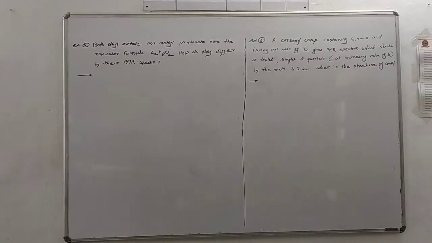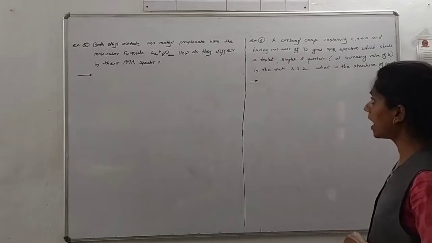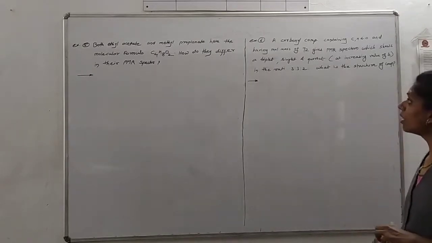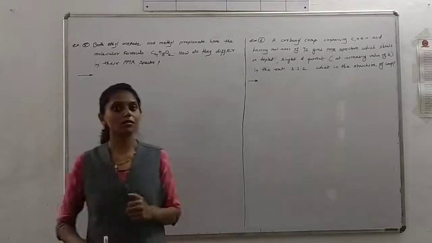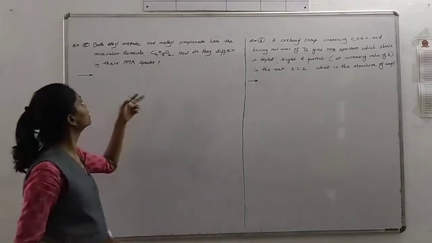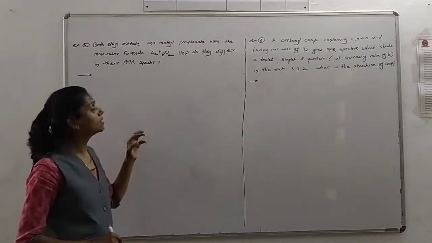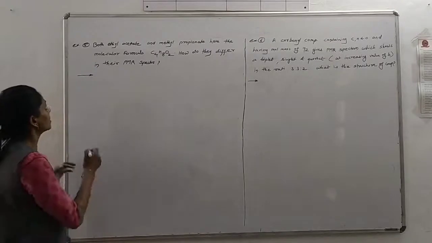The given example is: both ethyl acetate and methyl propionate have the molecular formula C4H8O2. How do they differ in their PMR spectra? So for this we write down the structure of both ethyl acetate and methyl propionate, and then we find out how they differ from each other.